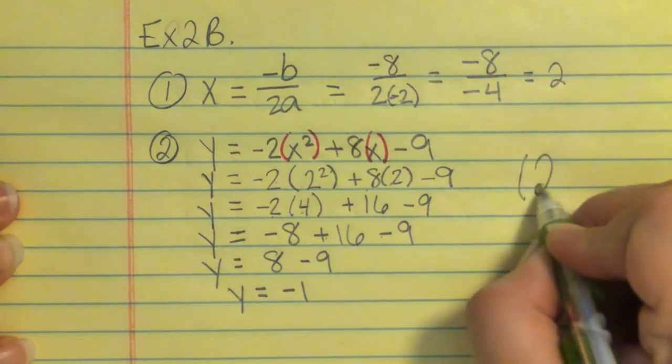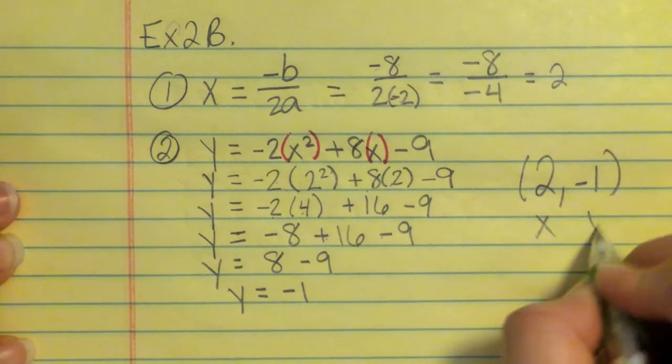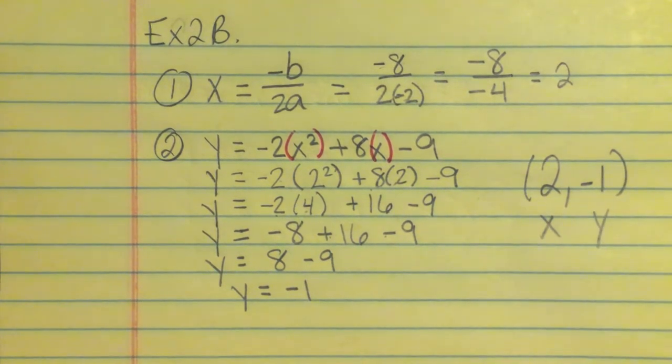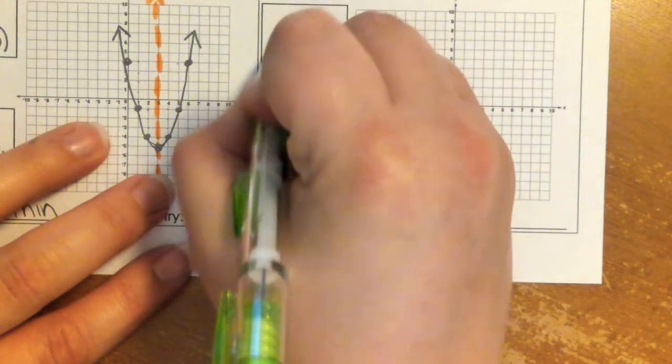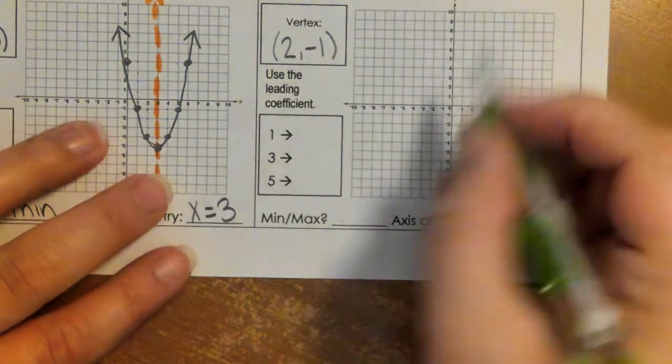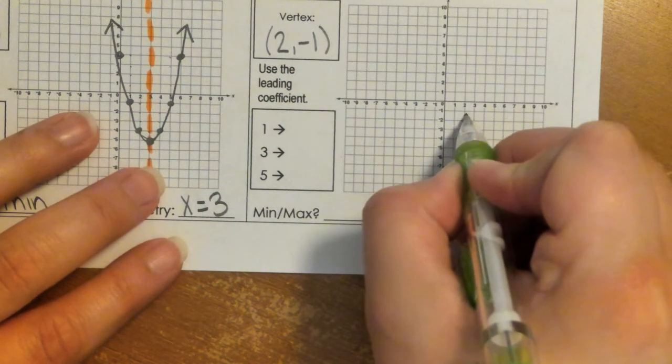So my vertex is a 2, negative 1 here. So I'm going to fill that in here. And graph it. So over 2 down 1.